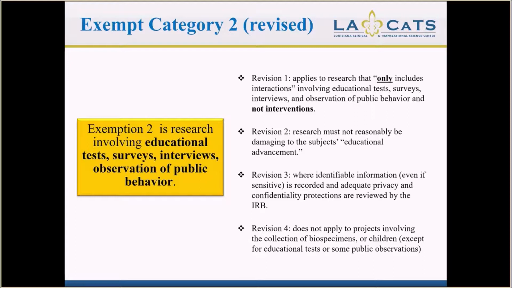Exemption 2 revolves around educational tests, surveys, interviews that are not interventions. It's only those interactions and not interventions. The research must not reasonably be damaging to the subject's educational advancement, very similar to Exemption 1. If there is identifiable information included, it's recorded, and there must be adequate privacy protections in place. And then this particular exemption does not apply to projects where there's the collection of biospecimens or children in most circumstances.